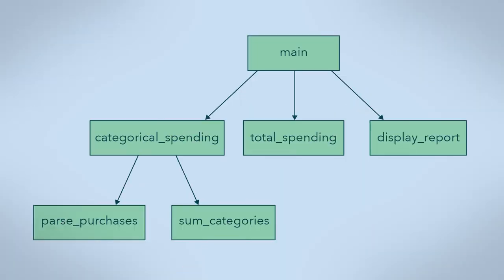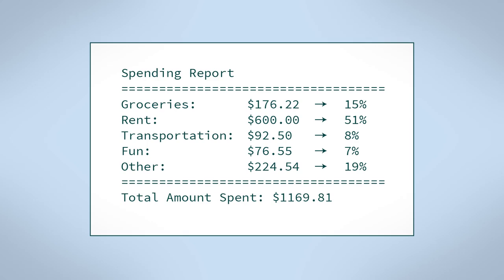The subroutine responsible for calculating your categorical spending first calls a subroutine that parses through all your purchases, then determines the category each purchase belongs to. Then, this subroutine calls another subroutine to sum up the amounts spent on all purchases in each category. Next, from main, a subroutine is called to sum the amounts spent across all categories. Finally, from main, a subroutine is called to transform this data into a report which is printed to the user.